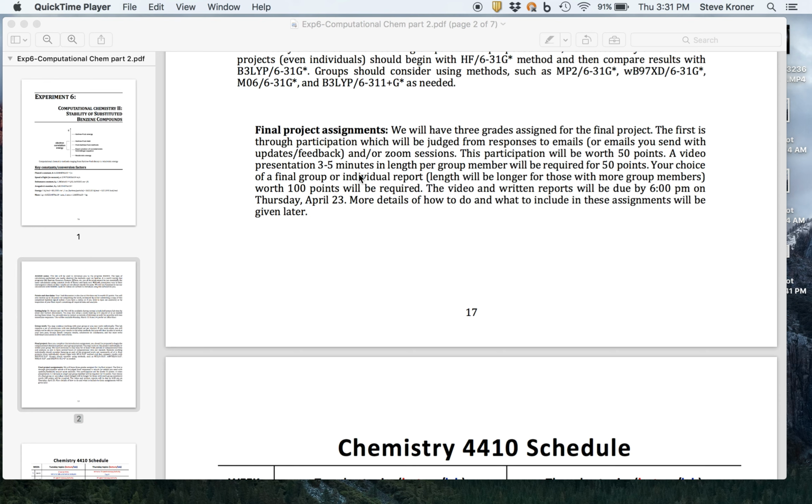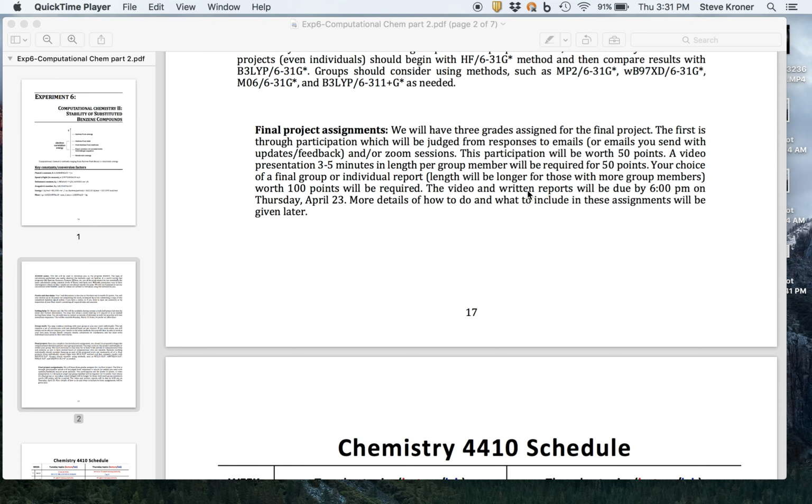Key here would be we're going to look at length per group member. So we're just going to want a little bit of a longer presentation for groups, and then we can accept shorter presentations for those working individually, just to keep the workload fairly distributed. So we're just looking at about 3 to 5 minutes per group member.